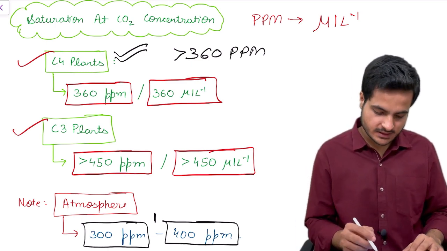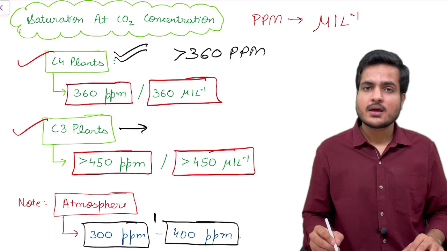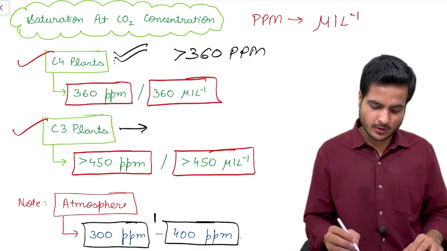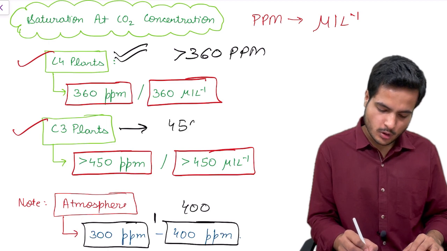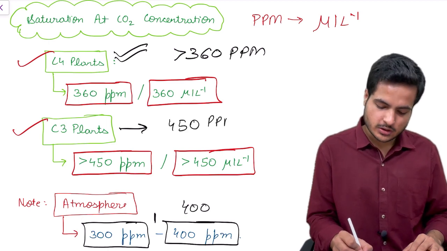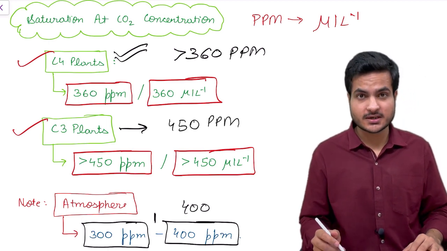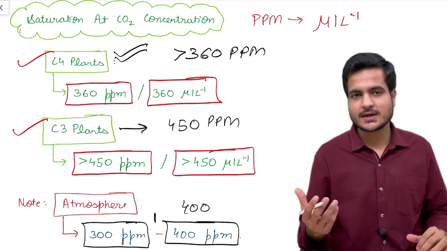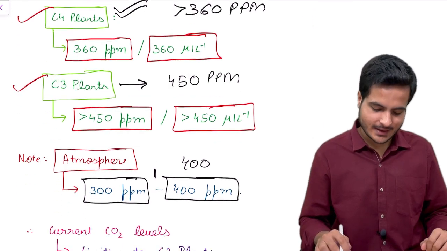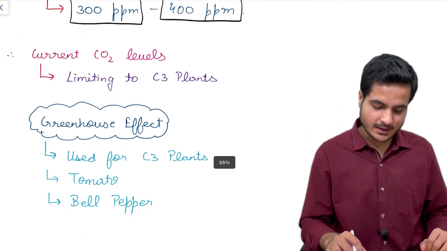But C3 plants will say that hey, I need more carbon dioxide because in the atmosphere it is only 400 and I can do my job up to 450 parts per million. So could you please increase the carbon dioxide concentration so that I could do more rate of photosynthesis? Then human said, of course we can do that. And that is used as a greenhouse effect.